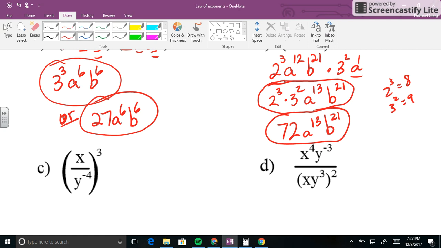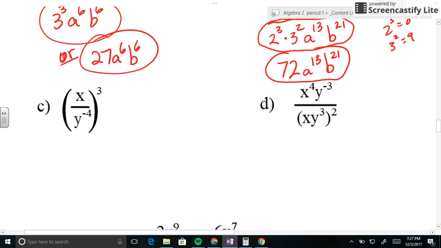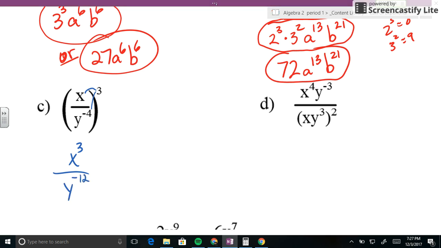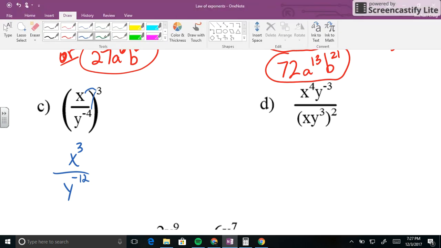Let's try the next. We have x over y to the negative 4th, all cubed. So to take care of the parentheses, we basically just distribute the cube through the parentheses. So that would give us x cubed, and then this y to the negative 4th, you multiply it times a 3. Negative 4 times 3 is negative 12.